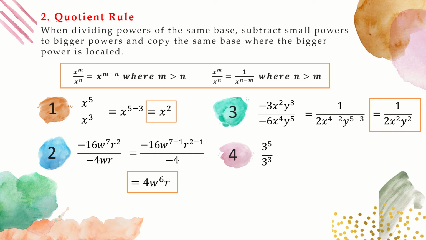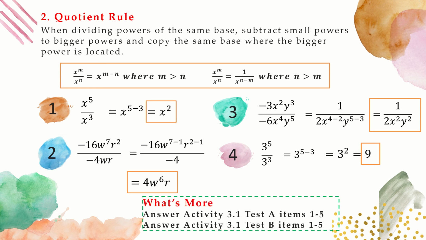Last example for this rule, 3 exponent 5 over 3 exponent 3. That is equivalent to, obviously, the bigger exponent of base 3 is in the numerator. So we subtract 3 from 5. So base 3 exponent 5 minus 3, that will be equivalent to base 3 exponent 2. Okay, 5 minus 3 is 2. Then 3 squared is 9. Why? 3 times 3 is 9. Okay, did you understand? Got it.